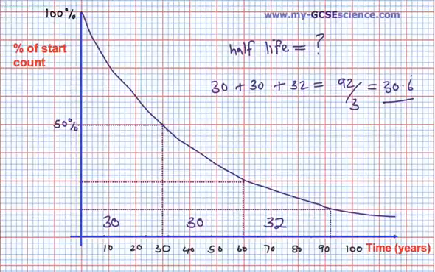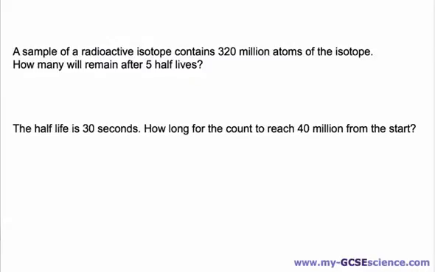Now the last thing I want to do is yet a different angle. I've got a couple of questions here, and let's see if we can work these out. You might want to pause here and try these for yourself and then look over the answers. If not, I'm going to go through the answers right now. So we have a sample of a radioactive isotope, and it contains 320 million atoms of the isotope. How many will remain after 5 half-lives?